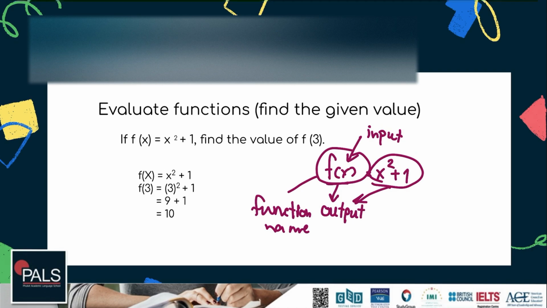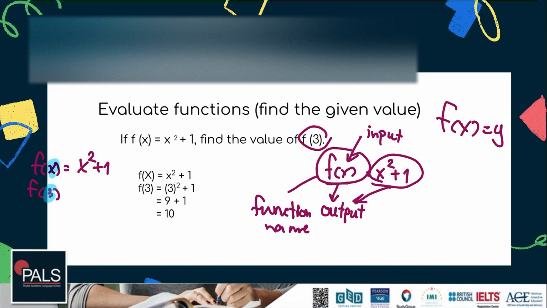What does input mean? When you substitute a value for x in the equation, you will get the value of y. Another name for f(x) is y. So f(x) equals y. If f(x) equals x squared plus 1, and the question is to find the value of f(3), look at it. This is the position of x, right? It means they need you to substitute 3 for x. So 3 squared plus 1, but 3 squared equals 9, plus 1. So 9 plus 1 equals 10.